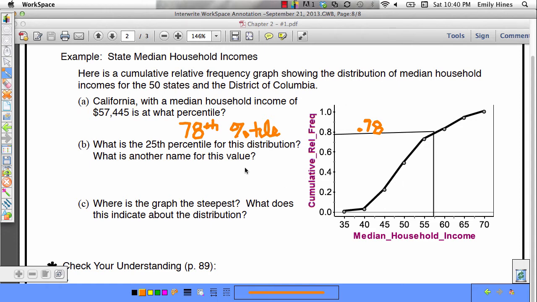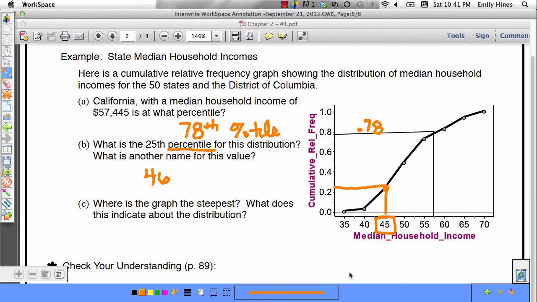Let's think about this. If I find the 25th percentile, I'm going to go, okay, percentile is basically percent less than, which is basically cumulative relative frequency. So I go to the 0.25. So this right here is the percent less than 25%. And when I go down, that's a little over 45. So maybe 46.